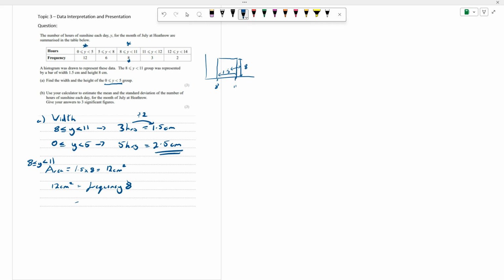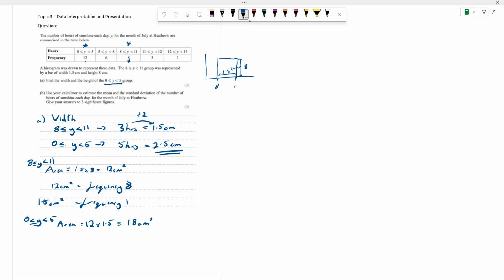So I'm going to try and find out what a frequency of 1 represents, and use that on the other one. If I divide by 8, I get 1.5 centimeters squared. Again, I can use that same proportion. If I look at the 0 to 5 and its area, if the frequency of 1 is 1.5 and I've got a frequency of 12, I do 12 times 1.5, which gives me 18 centimeters squared as my area.